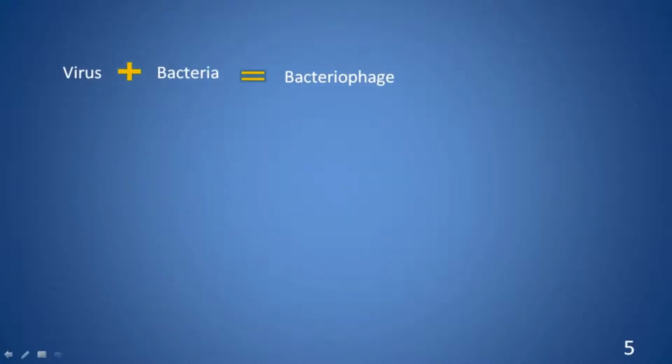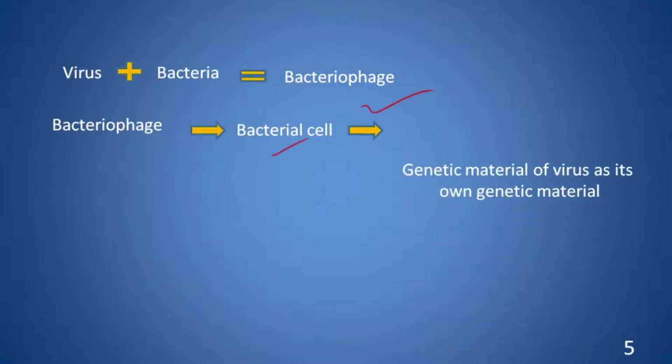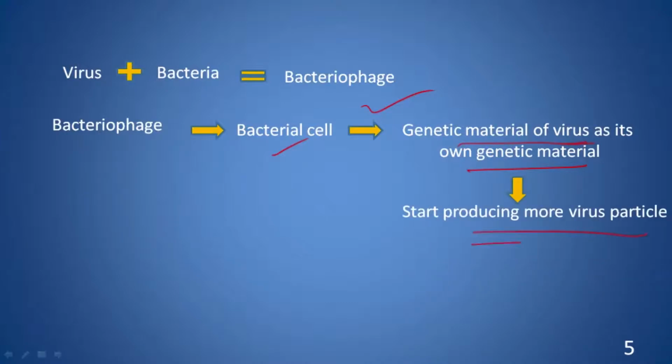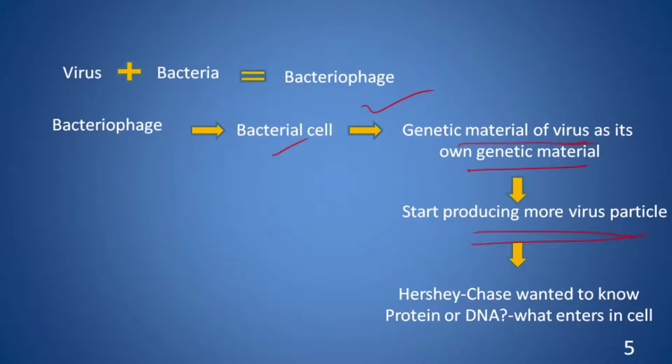So what did they do? First, we should know that viruses that infect bacteria are known as bacteriophage, and when they infect a bacterial cell, the bacteria consider the genetic material of the virus as its own genetic material. Then they start producing more virus particles instead of their own. So this bacteria now starts working for the virus, and as a result Hershey and Chase wanted to know whether it was protein or DNA which enters the cell and directs the cell to work for it.